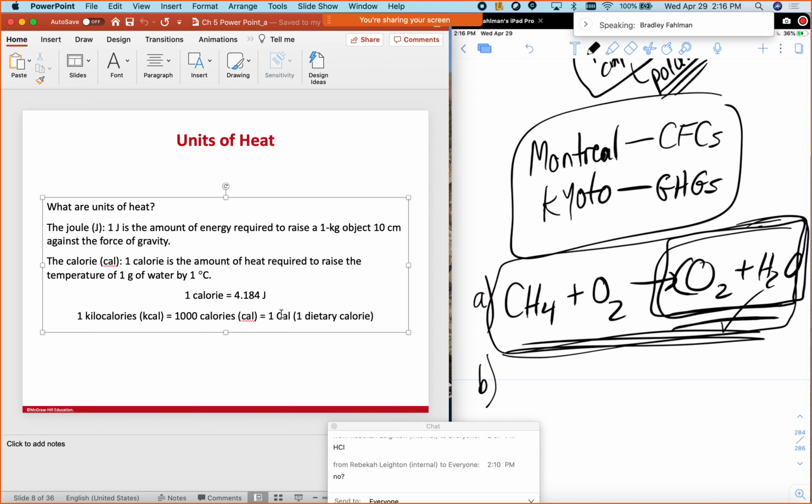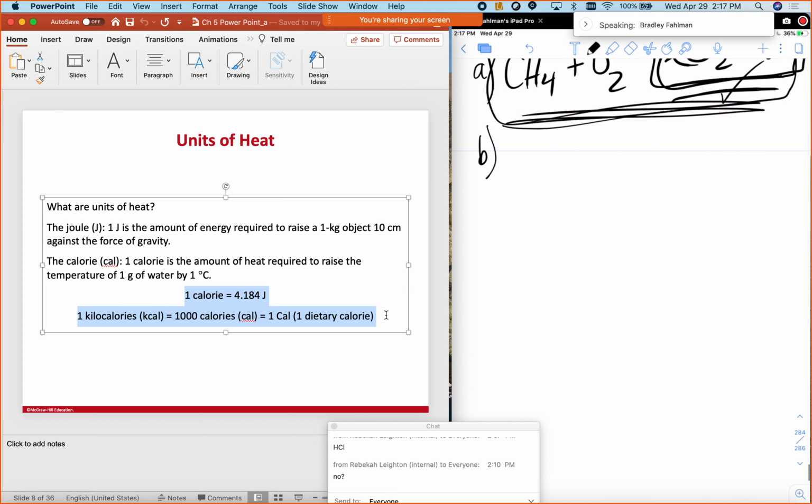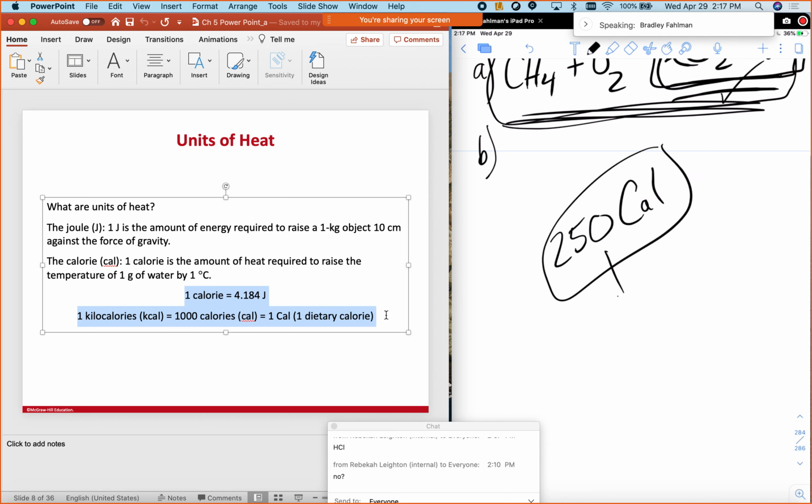And so remember that capital C, Calorie, is 1,000 small c calories. Okay, so just knowing this, or this would be something that would be easy to put in your notes, really, that you could refer back to. Okay, so just knowing that, if I have a food label, and let's say it has 250 Calories, okay, then converting that to so many joules.